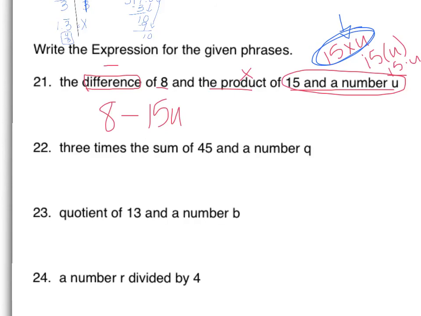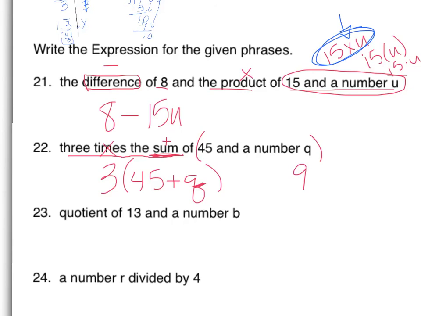Number 22 says 3 times, so I know we're going to multiply, the sum of, so it tells me we're going to add something, the sum of 45 and a number q. Well, you want to do 3 times the answer of the addition problem. The only way to do that is to use parentheses, so you do 3 times the sum of 45 and q. And I always make this cute little tail whenever I use a q, otherwise mine ends up looking like a 9, and then it's super confusing.